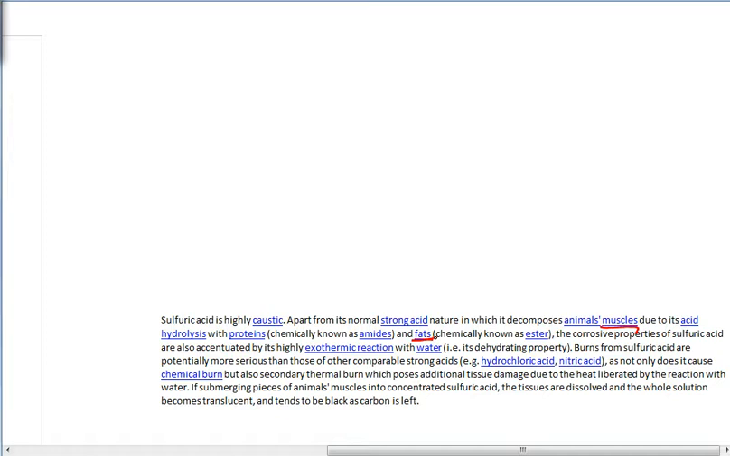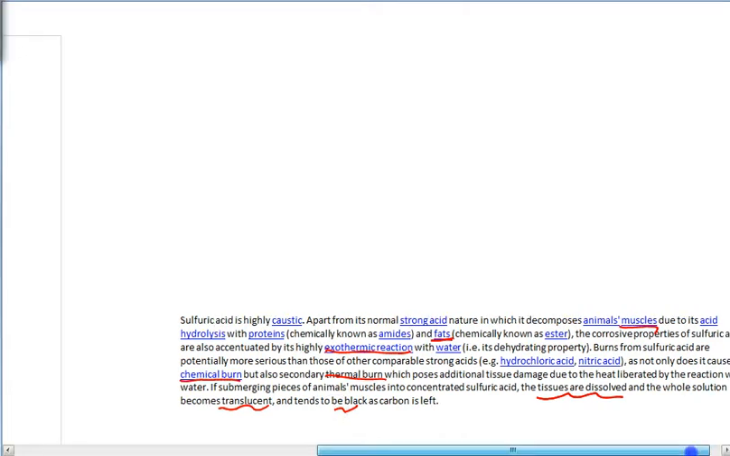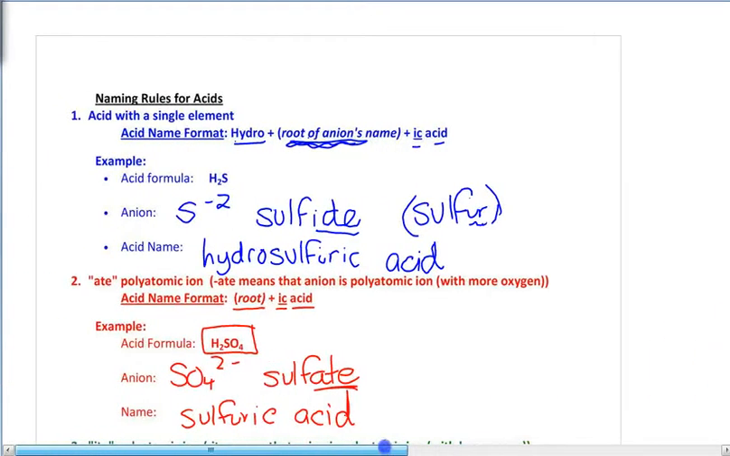So his insides were probably being decomposed. It's highly exothermic, so he felt a little burning inside his stomach. It causes a chemical burn and also a thermal burn as it releases that heat. And it can dissolve tissues and leave a translucent but black solution behind. So it's very important that you know that H2SO4 is different than H2O. Don't mix those up. You will have very different consequences if you drink them.